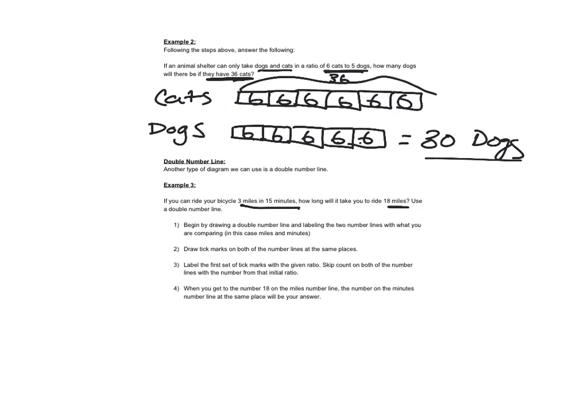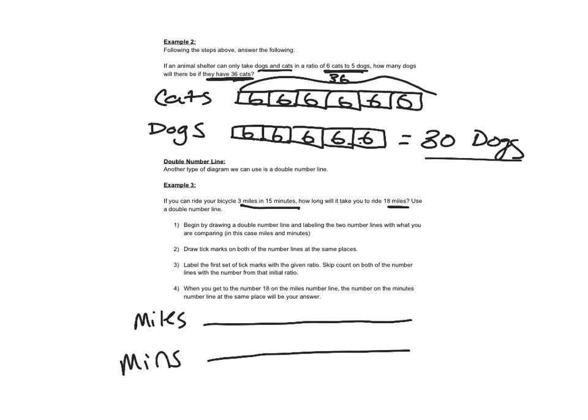So we're going to draw 2 number lines. I'm basically just going to draw 2 lines like this. Okay. And label the 2 number lines with what you were comparing. In this case, we're comparing miles and minutes. So I'm going to label one of them as miles and the other as minutes.